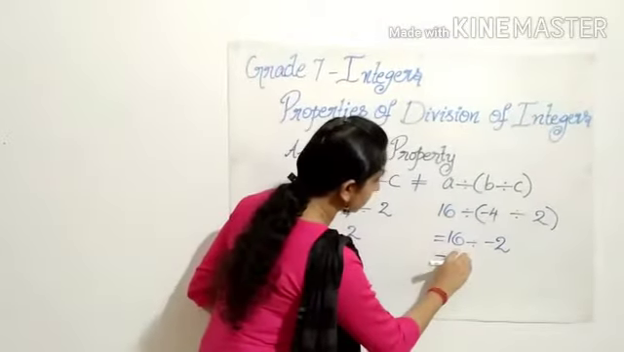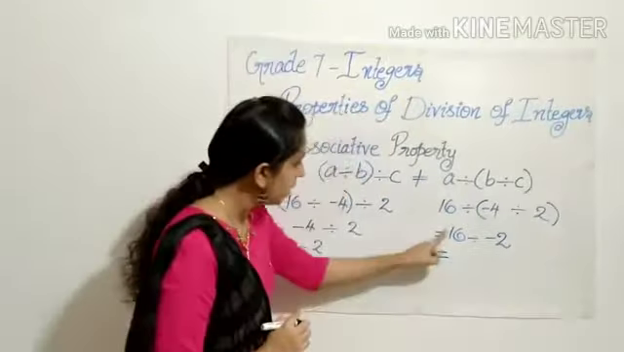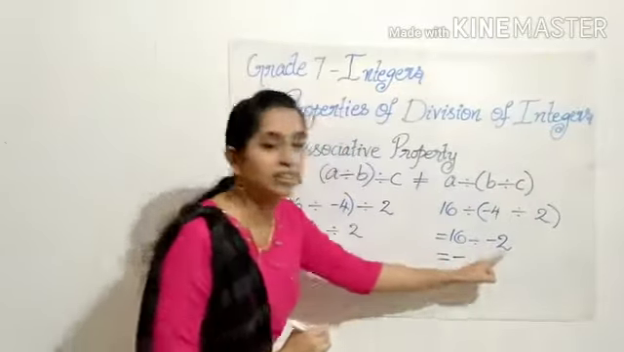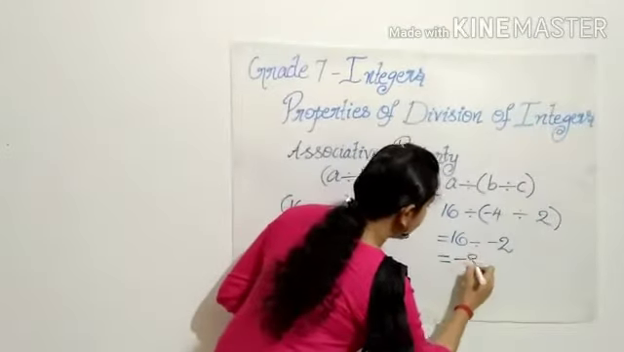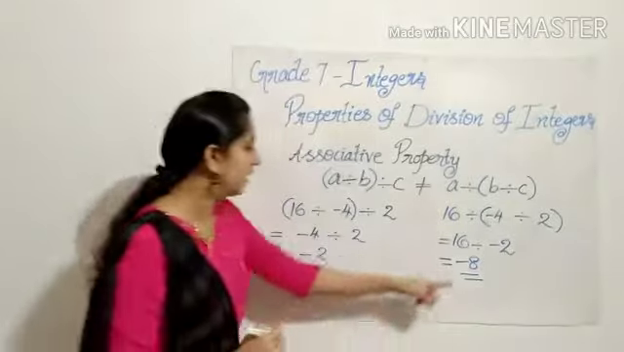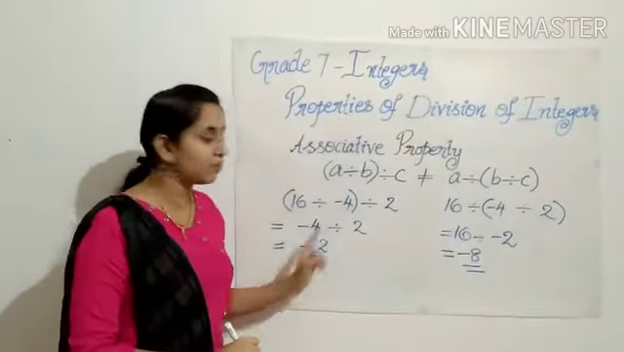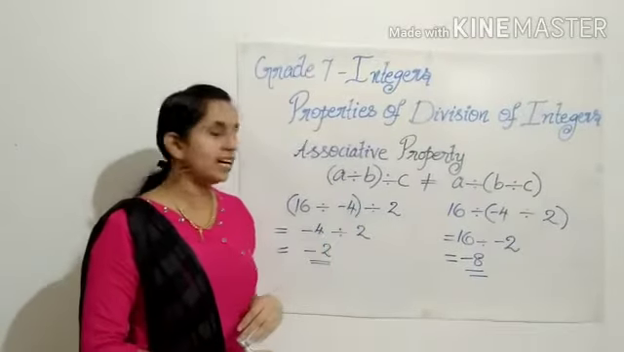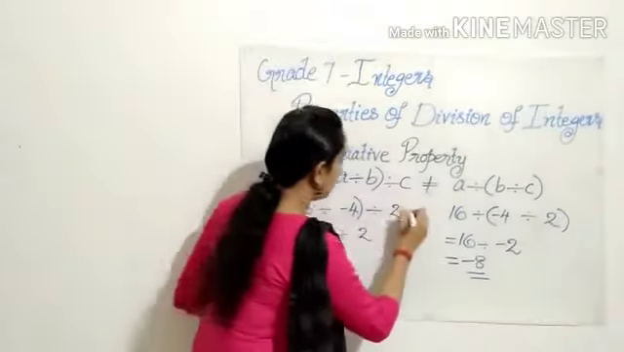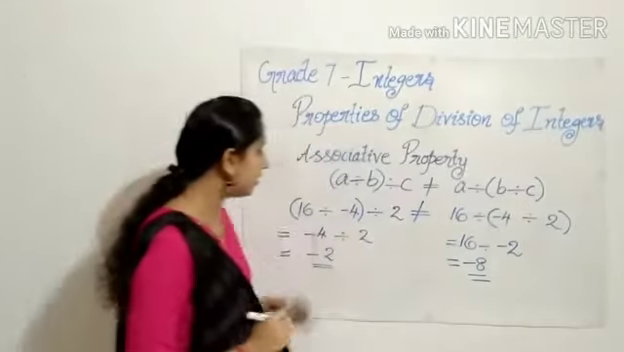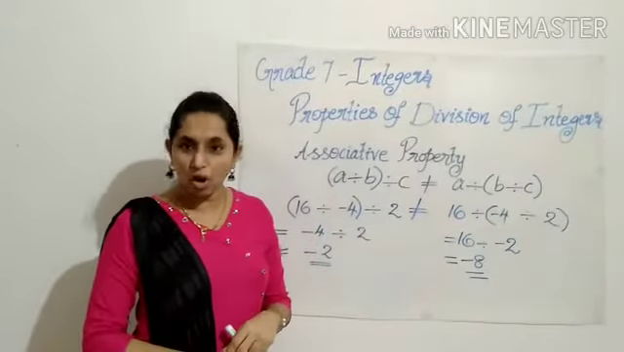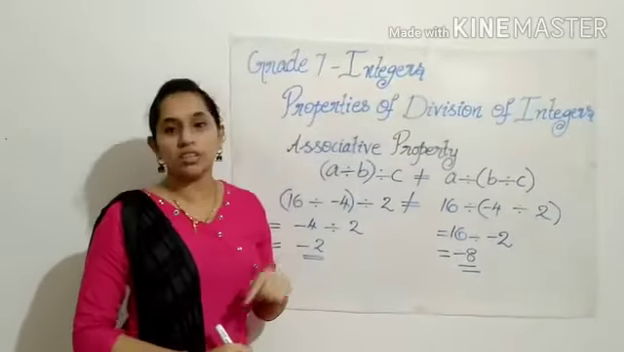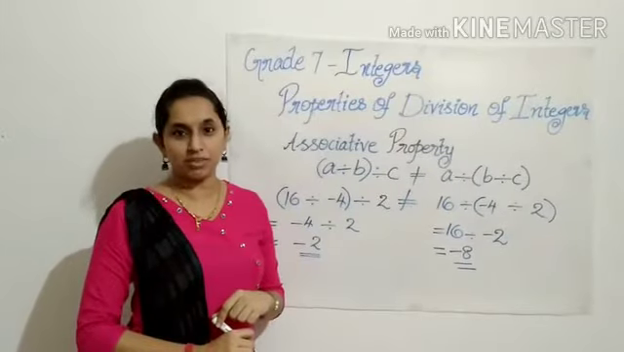And here, 16 divided by negative 2. Positive divided by negative is negative, and 16 divided by 2 is 8. So what answer did we get here? Negative 8. In the first case it was negative 2, in the second case it's negative 8. So it's very clear from here that we cannot divide the integers in any order. So we have to conclude here that integers are not associative under division.